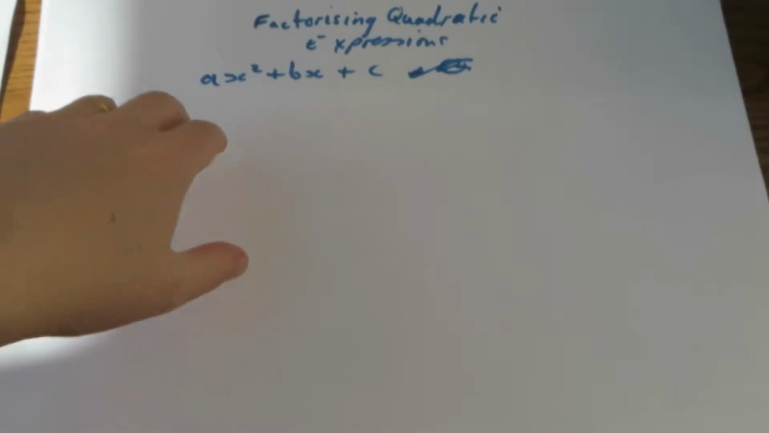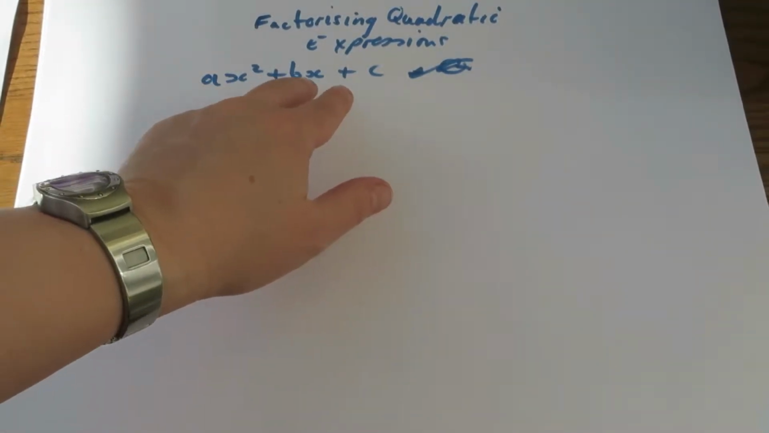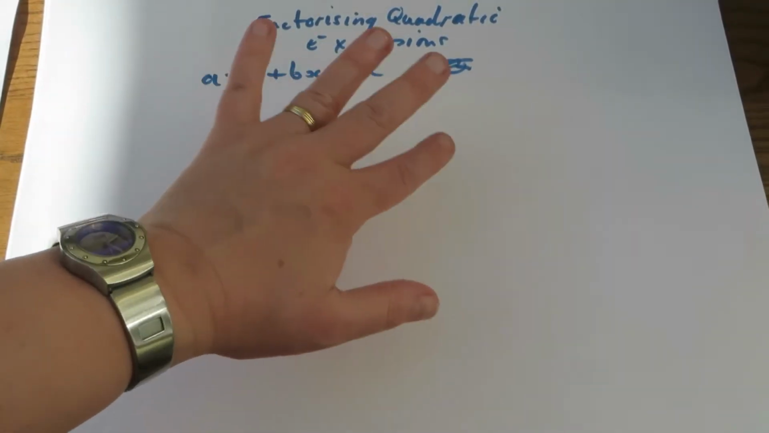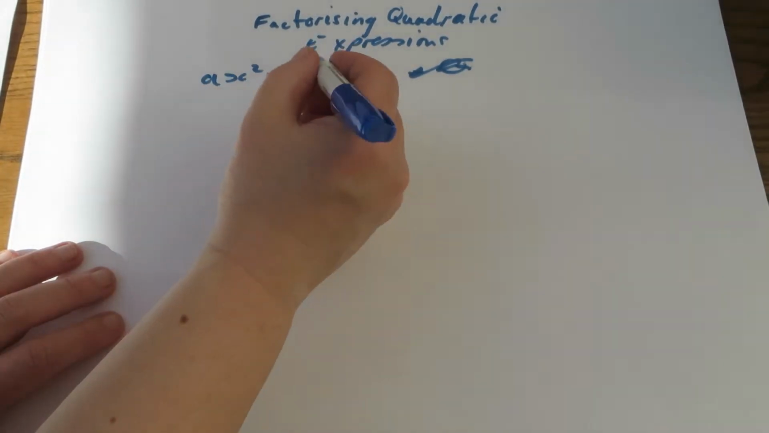Okay, in this video we're going to be looking at factorising quadratic expressions. Now a quadratic expression will come in the form of ax squared plus bx plus c, where a, b and c are merely variables, numbers that can go in front of the values there to give you a quadratic expression. Let's have a look at our first one.